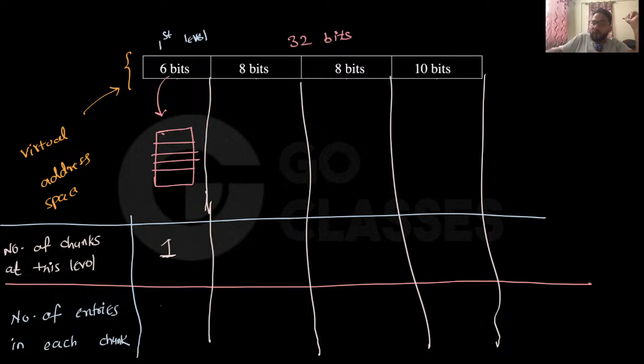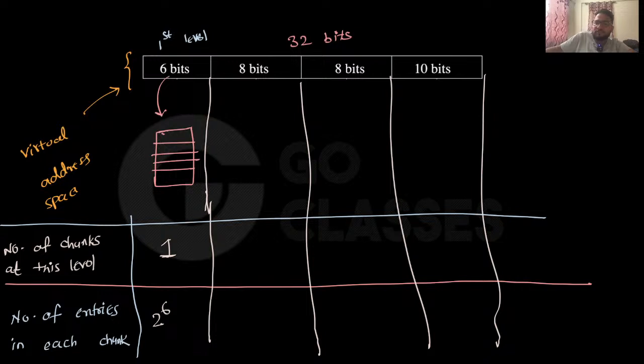Now, what about the number of entries in each chunk? Since it is just one chunk, that is okay. So how many entries do you have? 2 power 6 entries. I'm talking about the entries. I hope that part is clear to everyone. Now, what about the number of chunks at this level? Or maybe can you tell me first the number of entries in each chunk?